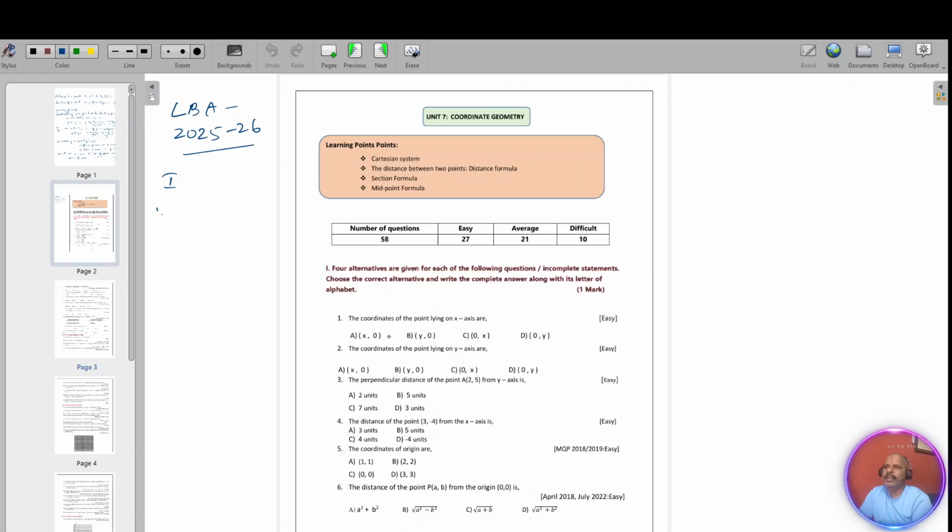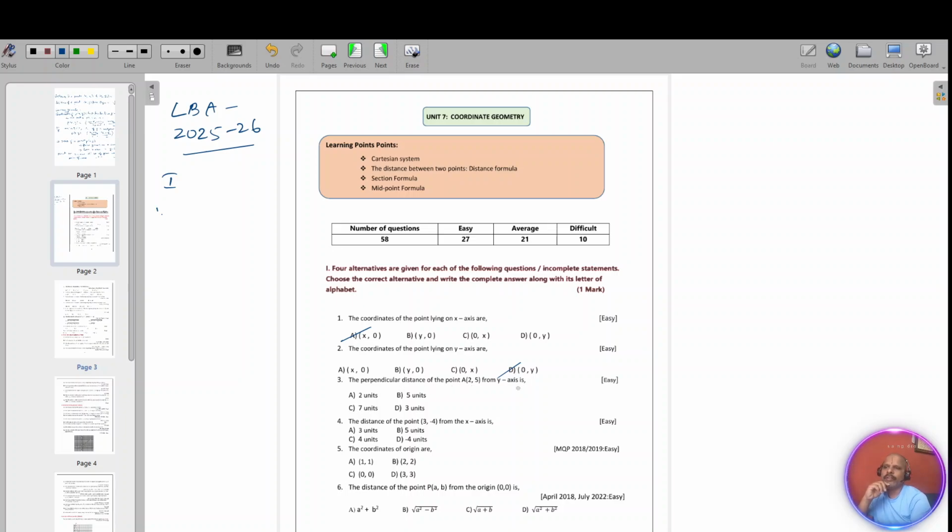The coordinates of the point lying on the x-axis. How? X-axis means the y coordinate will be 0, right? So the answer is x comma 0. Even y comma 0 will come because y can be any number. It's not that x and y are representing the axes. The coordinates of the point lying on the y-axis: on the y-axis, the x coordinate will be 0. So 0 comma y will be the answer. Even 0 comma x also can lie. Here x is a number, y is a number. Okay.